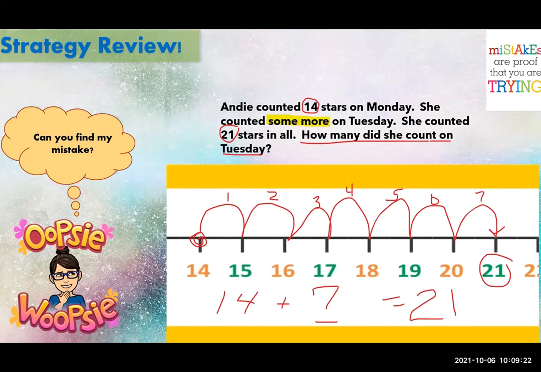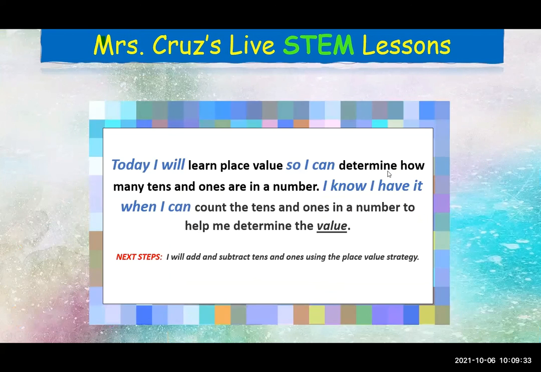And how many did I actually count on Tuesday? It was 7. Start on 14. 1, 2, 3, 4, 5, 6, 7. All done. Let's move on. What are we doing today? That was a review from last week.